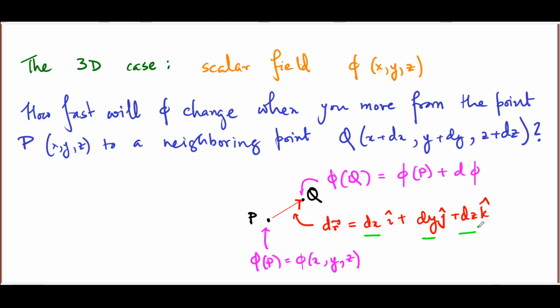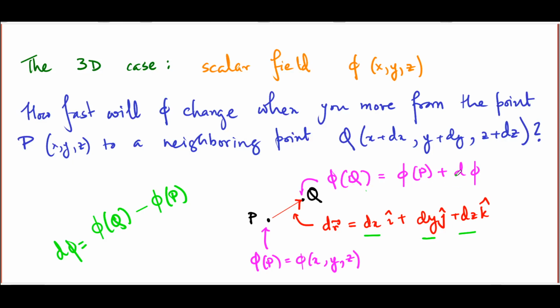And obviously, we are talking about the change in phi, that is the value of phi at Q minus the value of phi at P. And this is what I am going to call d phi, which is why I have written the phi of Q here as phi of P plus d phi.